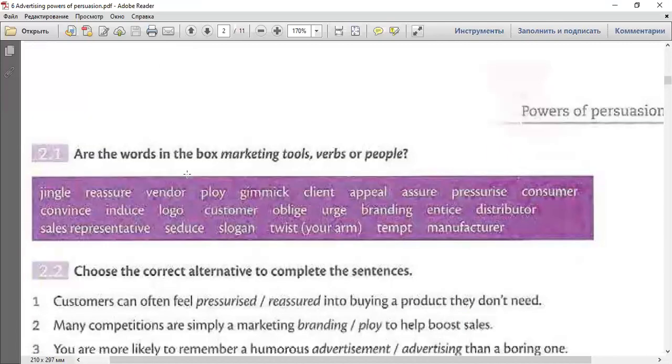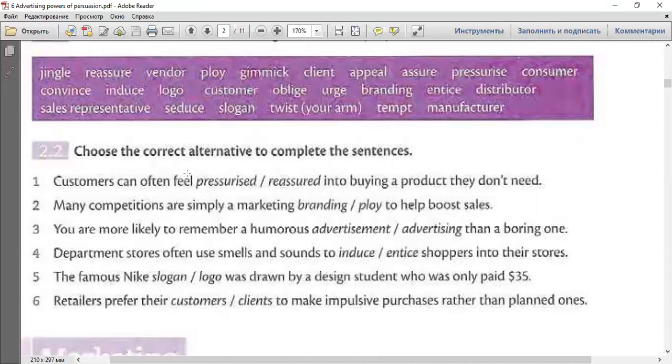So the next thing we're going to do, please choose the correct alternative to complete the sentences. It's enough just to write the number and the correct option. So it says customers can often feel, and then you say either pressured or reassured into buying a product they don't need. Number 2, many competitions are simply marketing, then branding or ploy to help boost sales. Number 3, you're more likely to remember a humorous advertisement or advertising than a boring one.